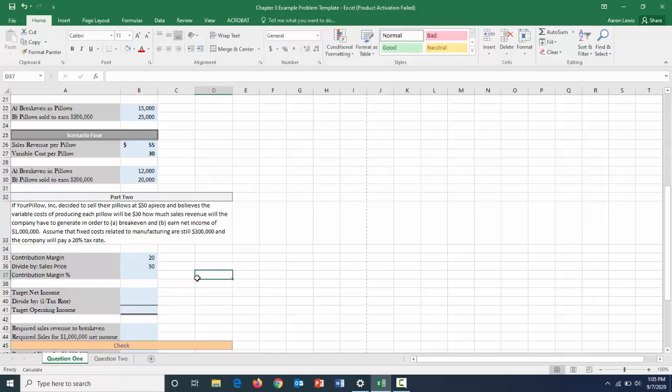Our sales price is how much we sell each one for, which is 50. So what percentage of our sales price is left over as contribution margin? Well, you can figure that out by taking your contribution margin and dividing it by your sales price. And in this instance, that's 40%. 40% of our selling price is going to be left over as contribution margin. The second thing that we're going to need to do to answer this question is figure out, to get to that net income, our after-tax income, what amount of operating income are we going to need? So our desired net income in this problem was $1 million.